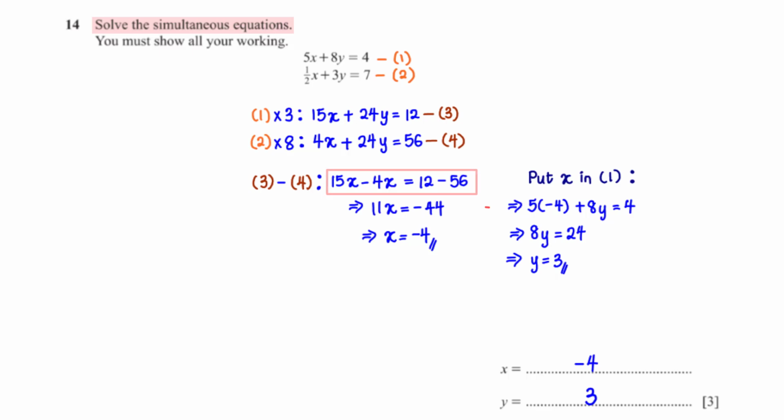15x minus 4x is 11x, and 12 minus 56 is -44. When we divide both sides by 11, we get x equals -4. We can find the value of y by substituting x equals -4 into any of the equations. If we pick equation 1, we have 5 times -4 plus 8y equals 4. When we simplify this equation and make y the subject, we get y equals 3.